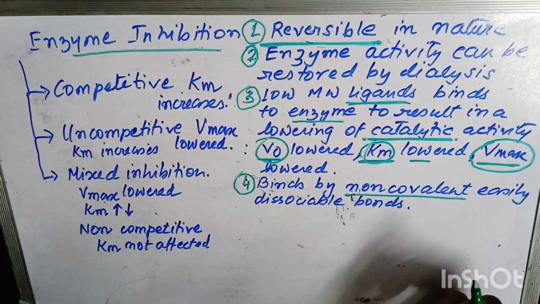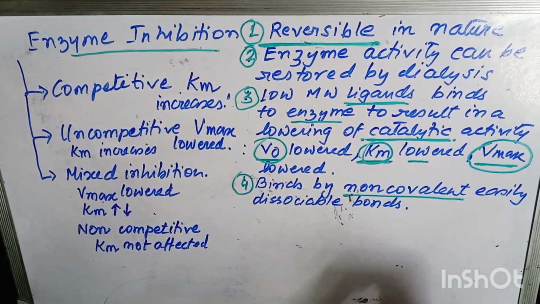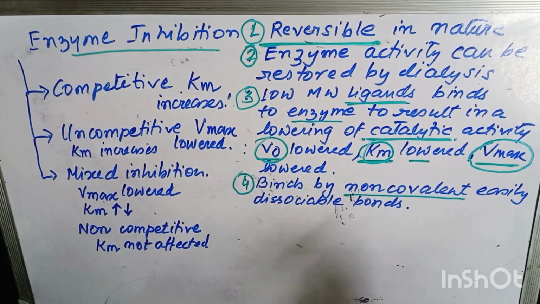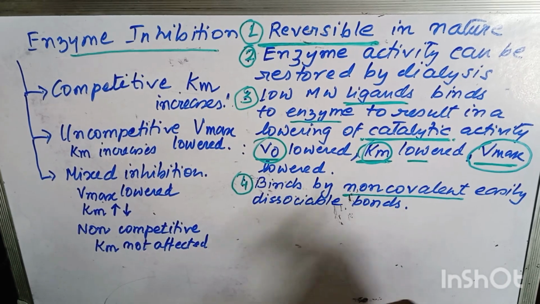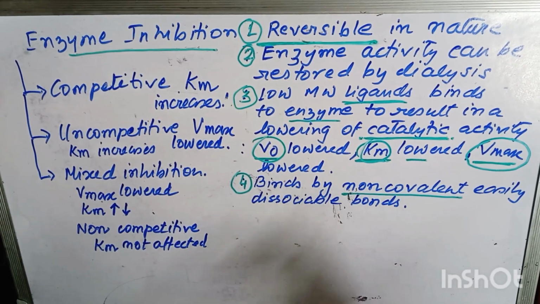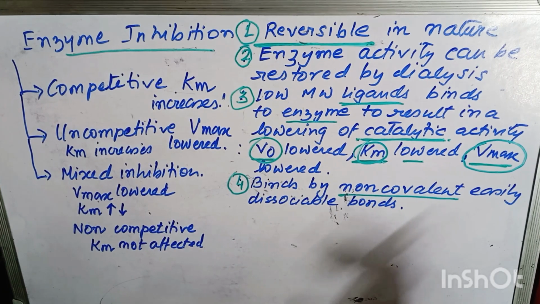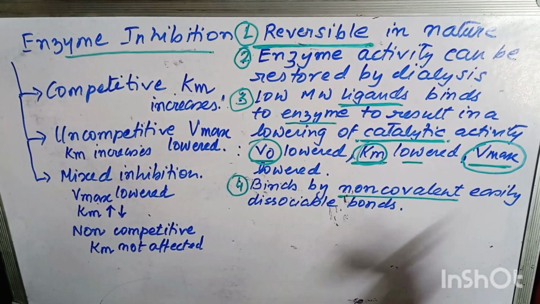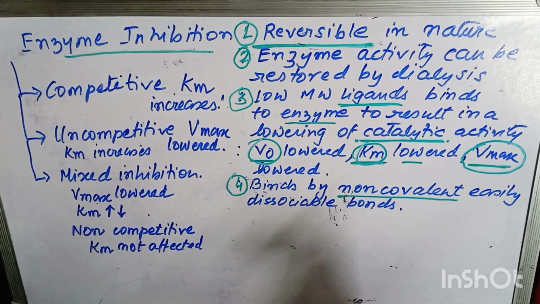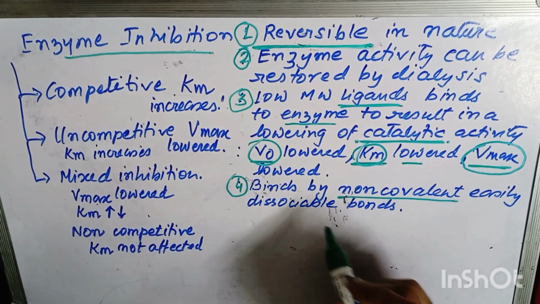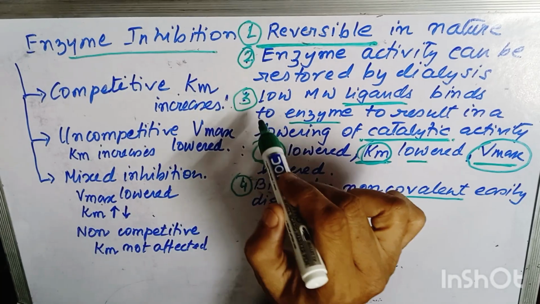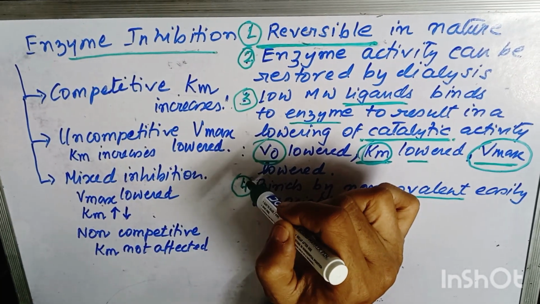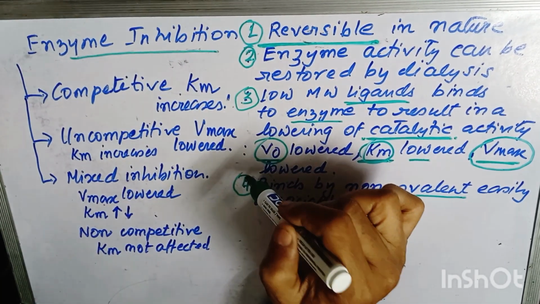But the inhibitor binds with the enzyme very loosely. They bind with non-covalent bonds; they do not bind with covalent bonds. They bind with van der Waals forces, hydrogen bonds, and electrostatic interactions, which are easily dissociable bonds. So, these are the examples. These are the four properties that I have just told you about enzyme inhibition.